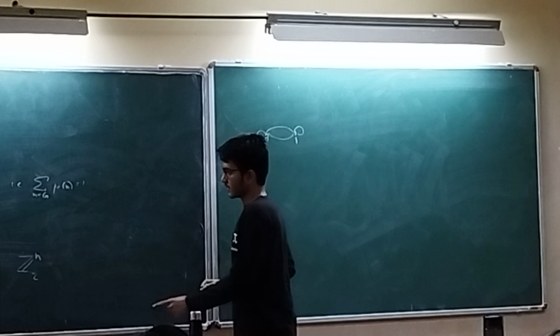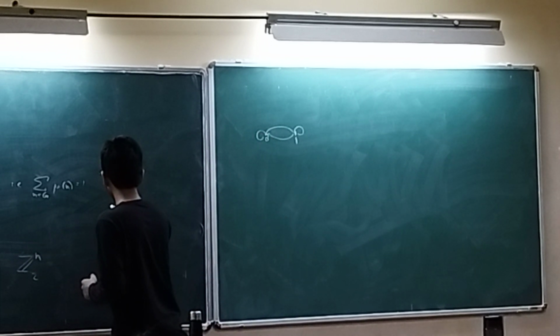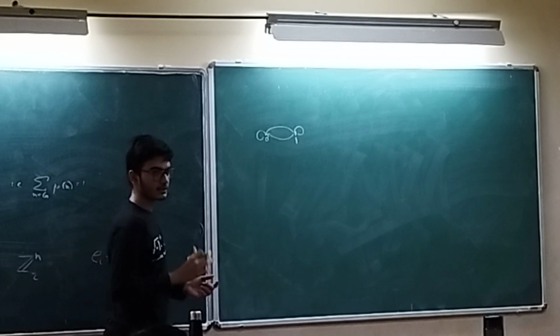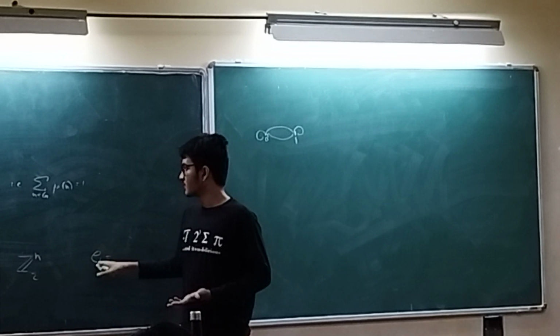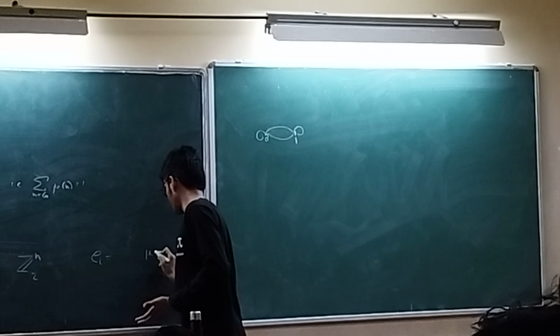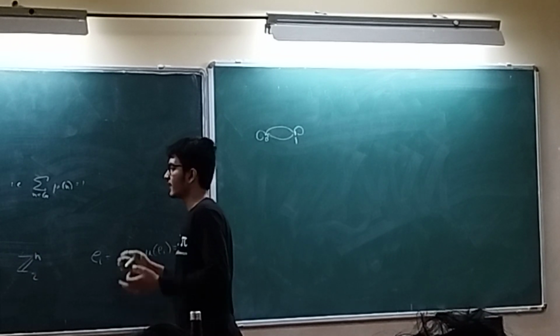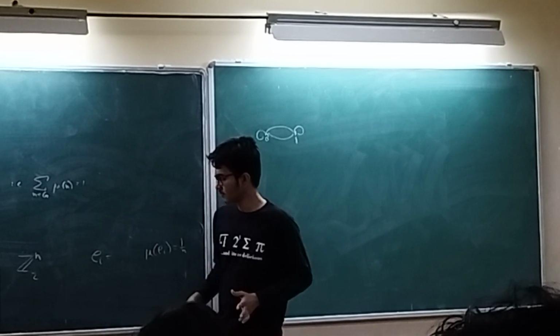So let's first define this mu, otherwise it will be a problem. I will use e_i as a standard basis vector, that is 1 at the ith position and 0 elsewhere. So I will give a distribution to this Z_2^n now. What will be the distribution? Mu of e_i will be 1 by n, and mu of any other element of Z_2^n will be 0.